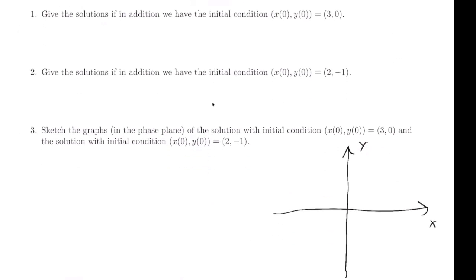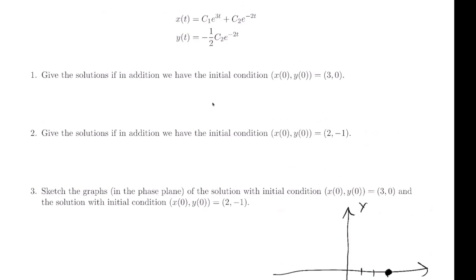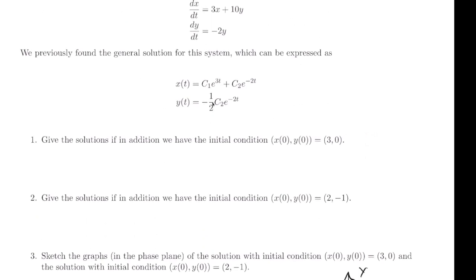And so let's first think about if we were to start right here at 3, 0, which is what question 1 is asking us. And so we haven't considered initial conditions yet. And so given some initial conditions like this, we could plug these into our general solutions and solve for C1 and C2, for example.